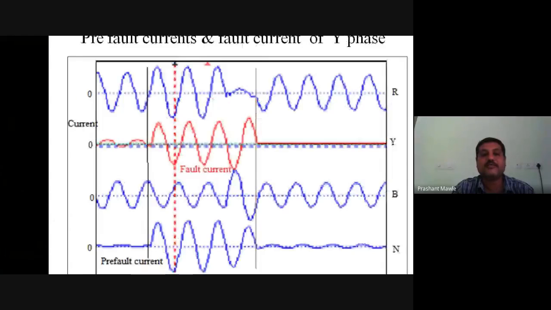And here it is shown that the fault has taken place on the Y phase, and accordingly it is shown by the change in current as compared to the pre-fault condition. If you see, here is the pre-fault current and here is the fault current. So the magnitude of fault current is changed under both situations. It is shown by the red waveform on Y phase.